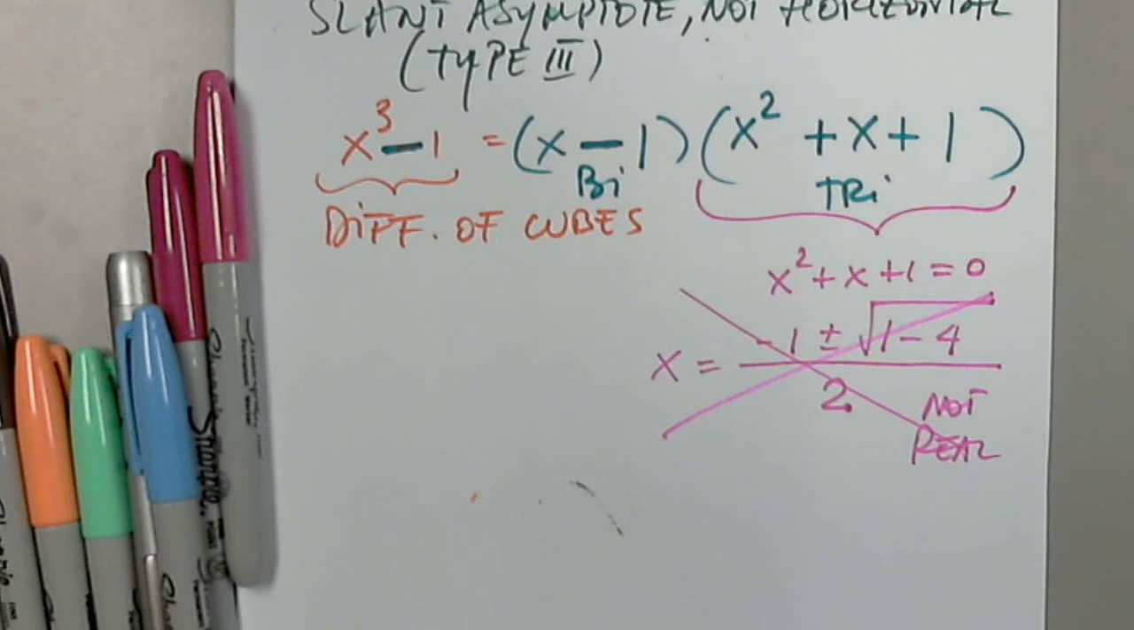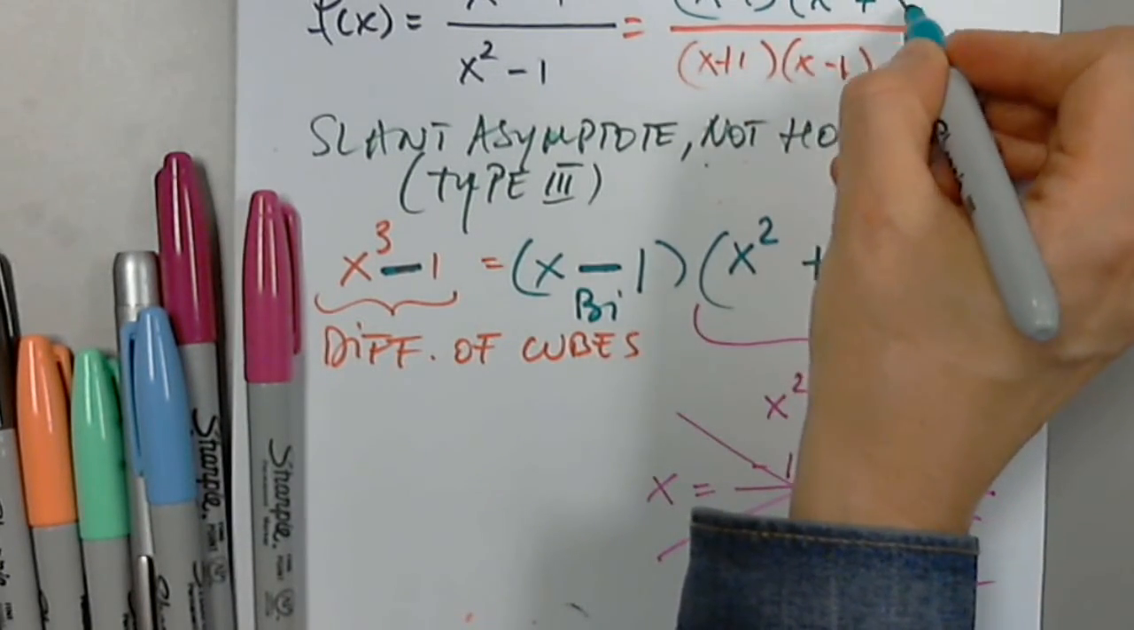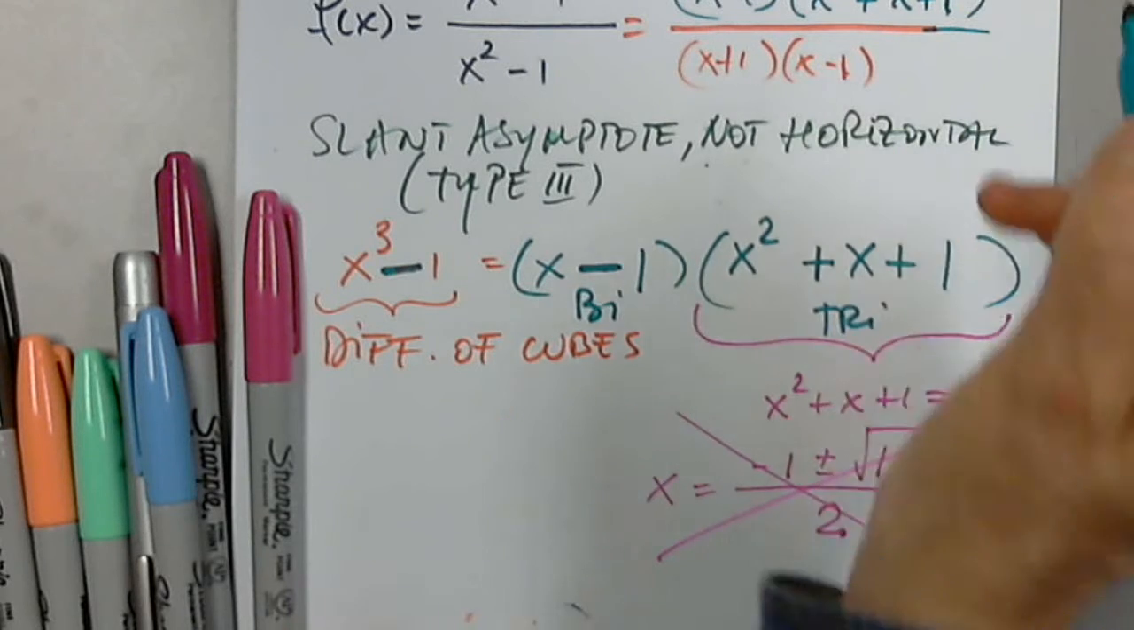You would have x cubed plus 1 equals x plus 1 times x squared minus x plus 1. Wait, no, the last term is always positive. Gotcha. Good. So then the numerator is x minus 1 times x squared plus x plus 1.